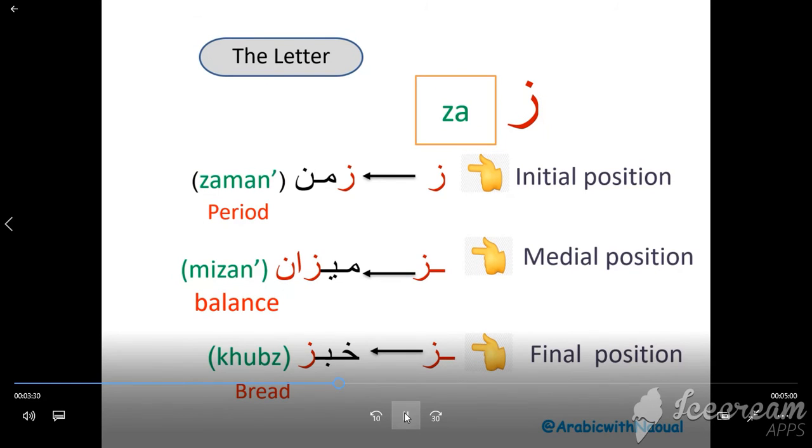The letter Zay is like the letter Ra. In the initial position it is written like in the word زمن, in the medial position like in the word ميزان, in the final position like in the word خبز.